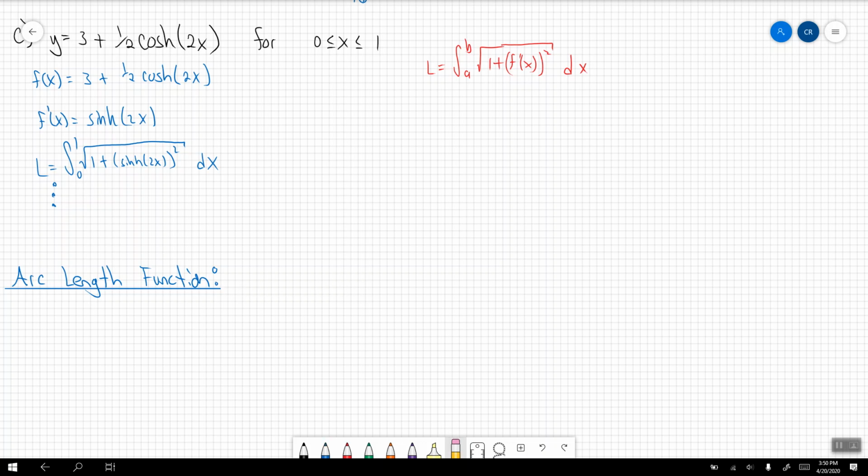So for the arc length function, we're going to denote S as the arc length. So this is going to be S of x, and this is going to be the integral from a to x of the square root of 1 plus f prime of t squared, and this is all with respect to t. There we are.